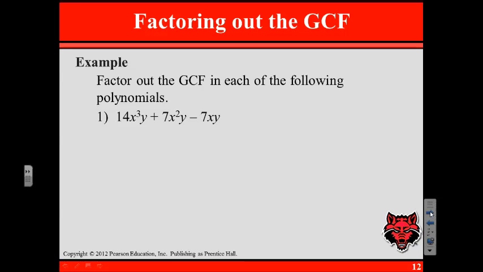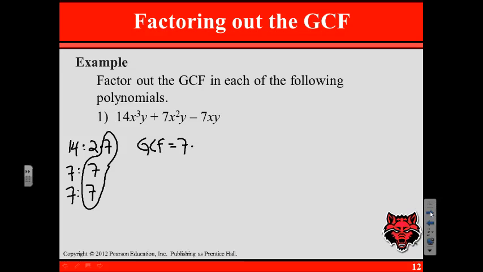Let's try another example. 14x cubed y plus 7x squared y minus 7xy. Again, we start with the numerical coefficients, then we're going to use our shortcut for the variables. 14 is 2 times 7. 7 is its own prime factorization. So for each of the 7s, we just say 7 represents its prime factorization. When we look at all three coefficients, they have a 7 in common. So our GCF will equal 7 times.